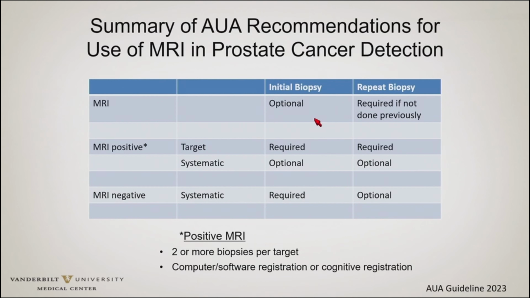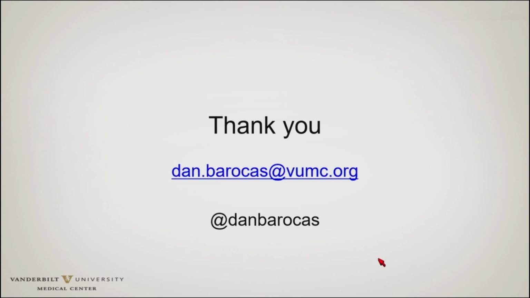MRI is optional in the initial biopsy setting, required if not previously done in the repeat biopsy setting. If the MRI is positive, targeted biopsy is required in either setting, and systematic biopsies are optional in either setting. The difference here is that when the MRI is negative, we do recommend systematic biopsy in that initial biopsy setting, but it is optional in the repeat biopsy setting. We do recommend at least 2 or more biopsies per target, and probably after 3, it's diminishing returns. And again, computer or software registration is fine.